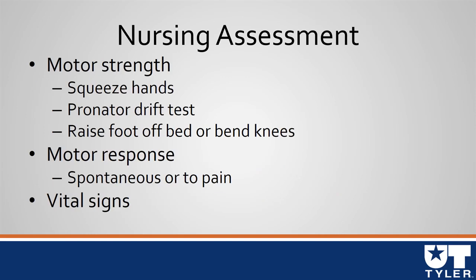Test motor strength by asking the awake and cooperative patient to squeeze your hands to compare strength in the hands. The pronator drift test is an excellent measure of strength in the upper extremities. The patient raises the arms in front of the body with the palmar surface facing upward and eyes closed. If there's any weakness in the upper extremity, the palmar surface turns downward and the arm drifts downward. This would indicate a problem in the opposite motor cortex.